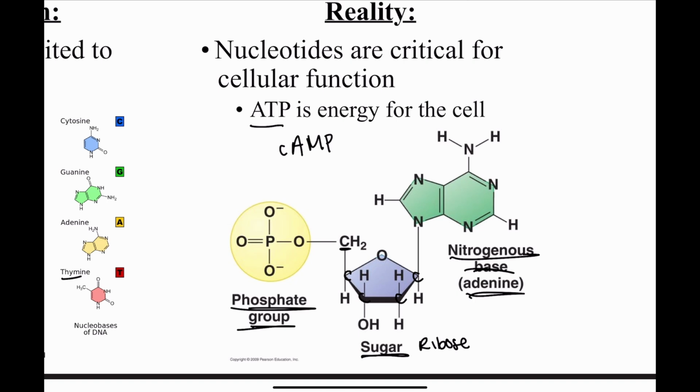So overall, as long as a molecule has a sugar, a phosphate, and a nitrogenous base or bases, it is going to be considered a nucleotide. And by extension, it is a nucleic acid derivative.